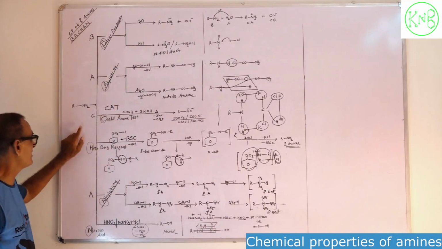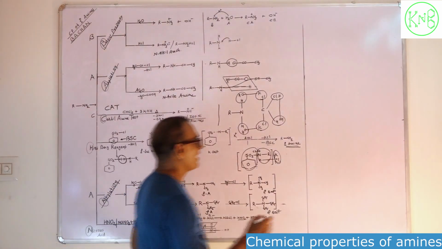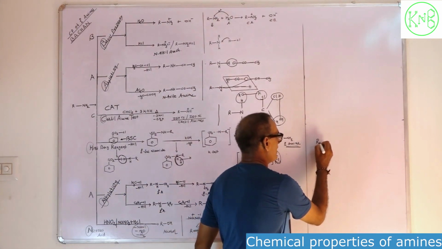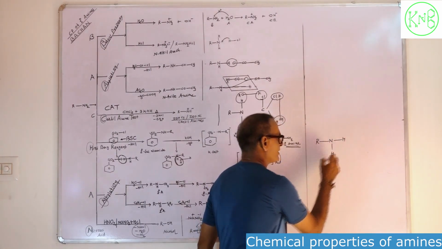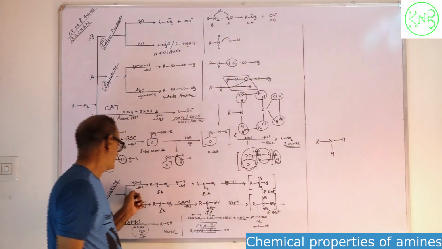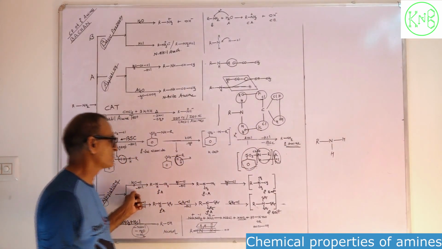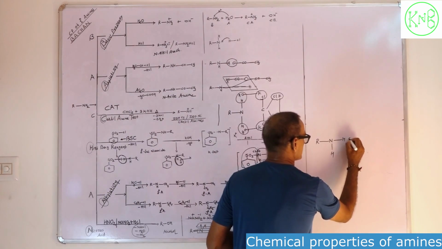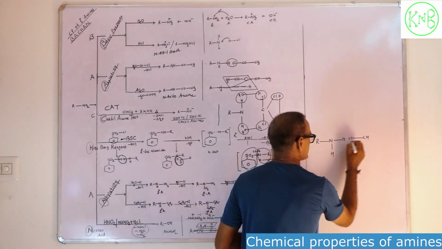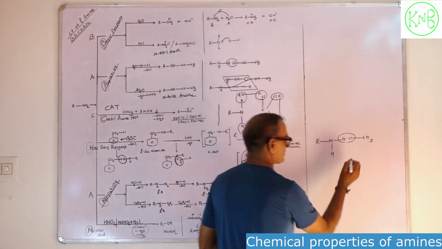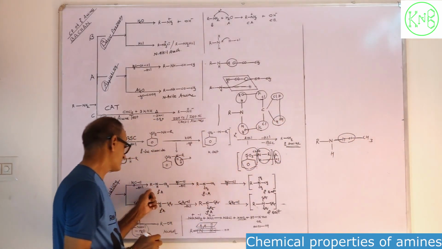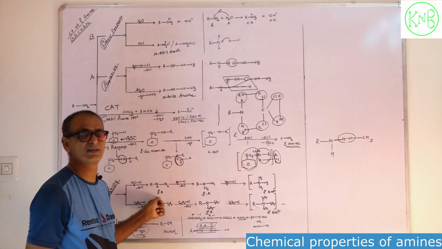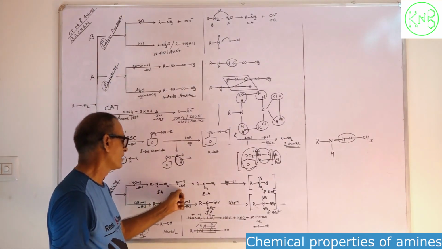One more thing, during the reaction, what happens? RNH2, this is a primary amine. Suppose during the methylation, Cl single bond CH3, HCl will be removed as a byproduct. This methyl group will directly attach to the nitrogen. It will give RNHCH3. This one is a secondary amine compound.